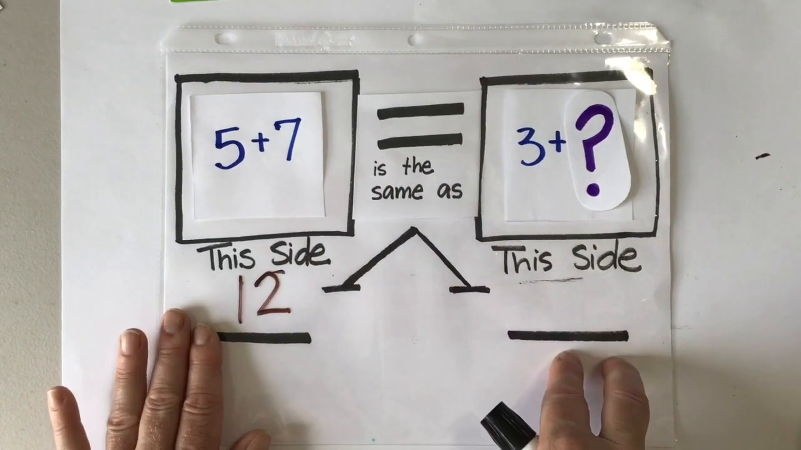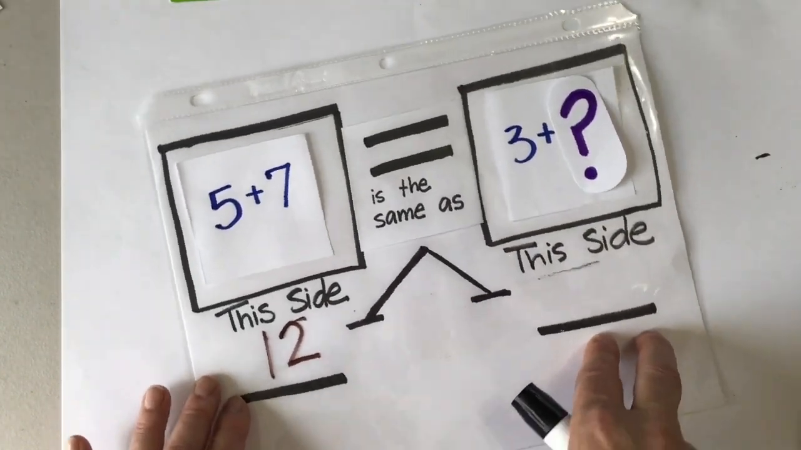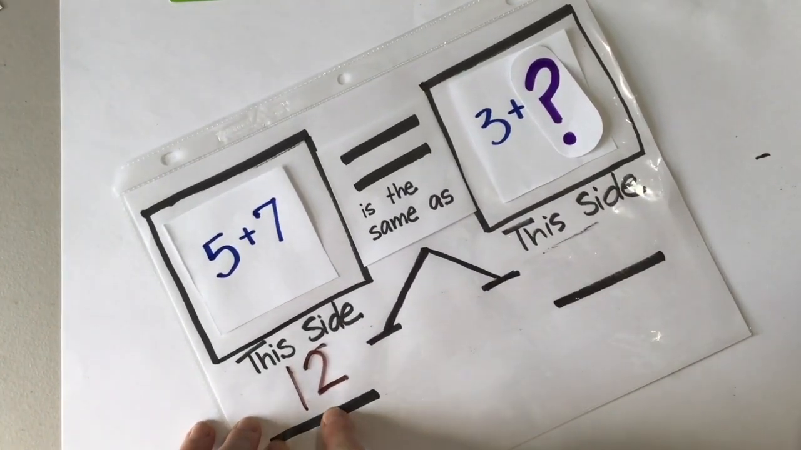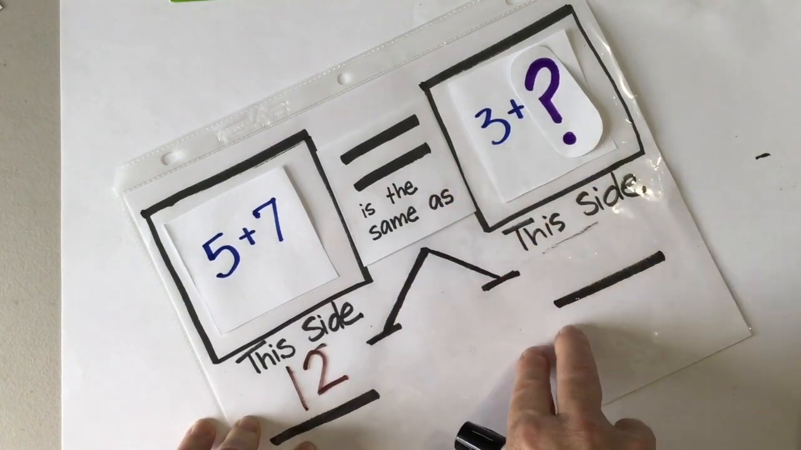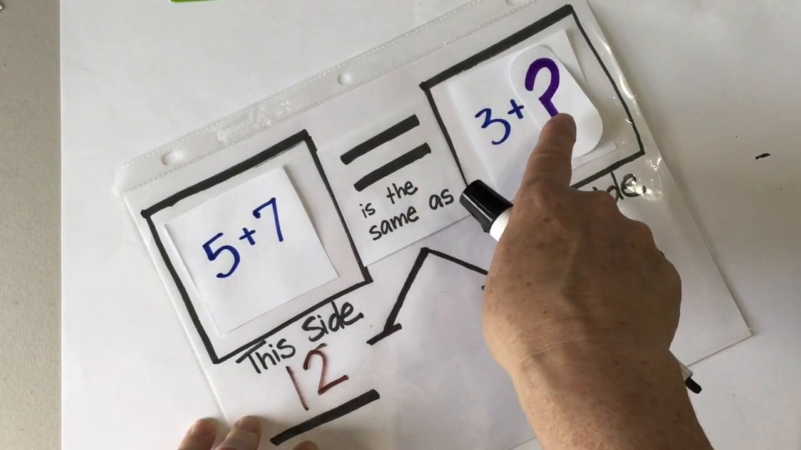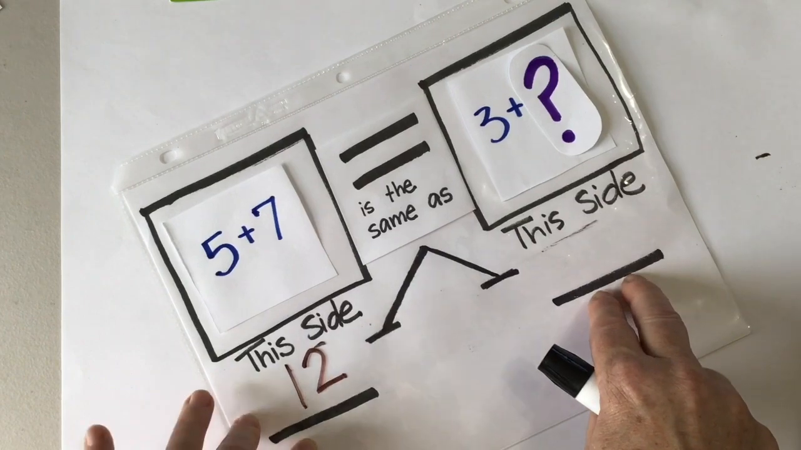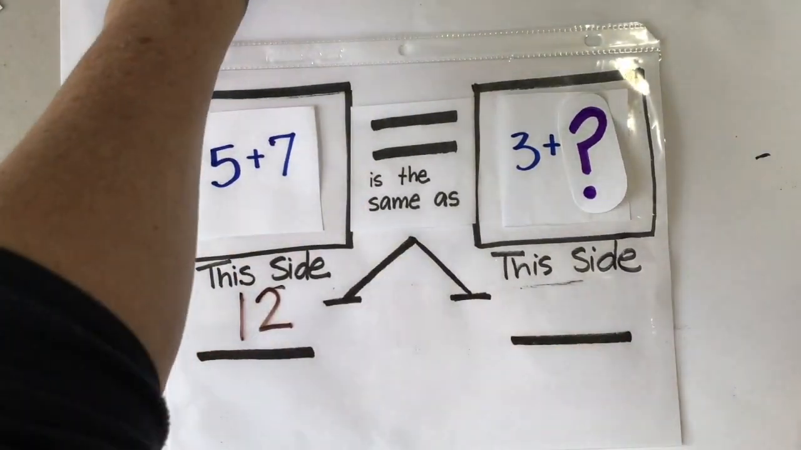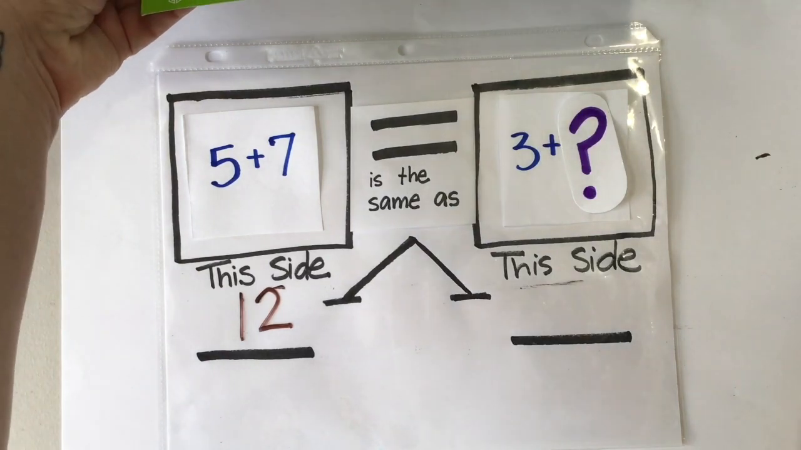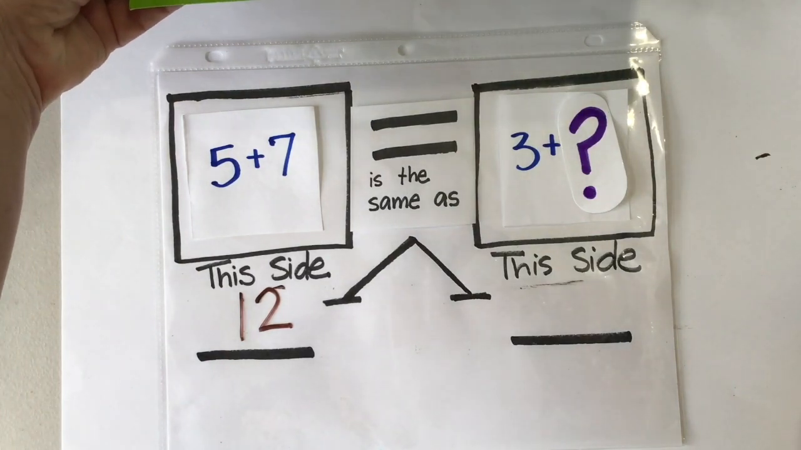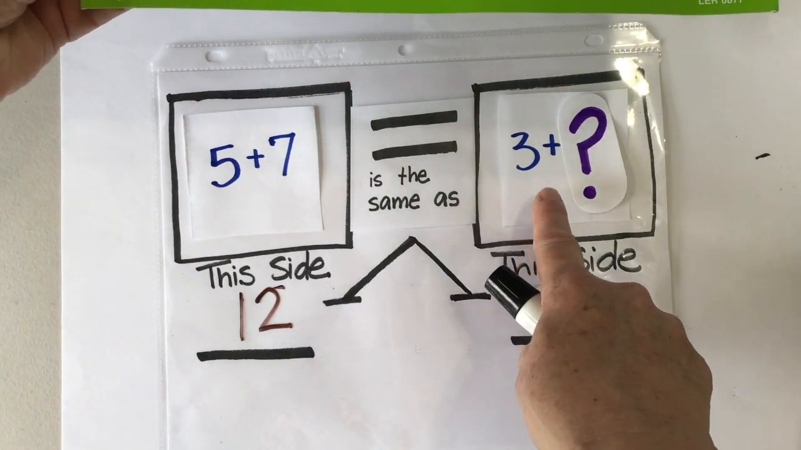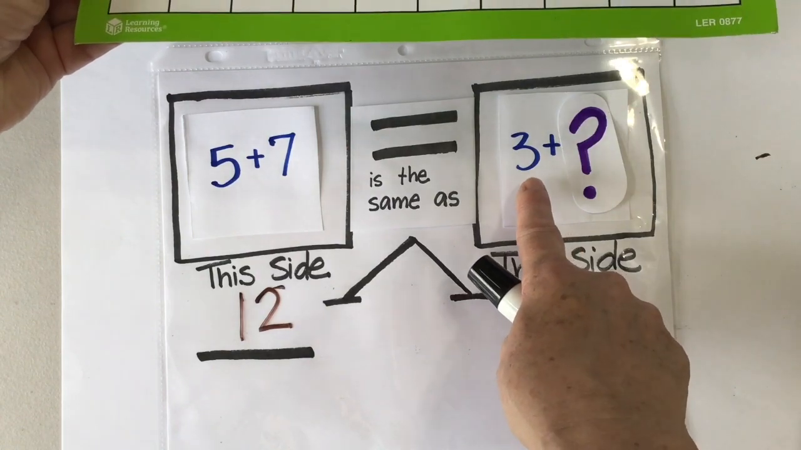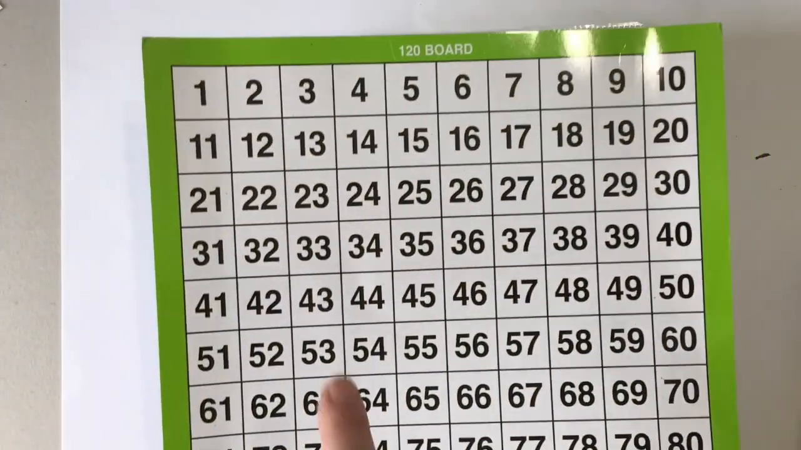What we have to do now, we know, here's our scale, boom, this side is 12. But that side's only 3. So we have to add more to the 3 so that we can balance the equation. So I'm gonna just get my hundreds chart again. We know this side has to equal 12. I already have 3, so I'm gonna count up.